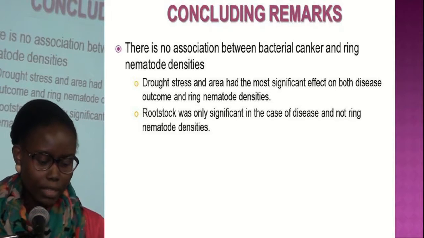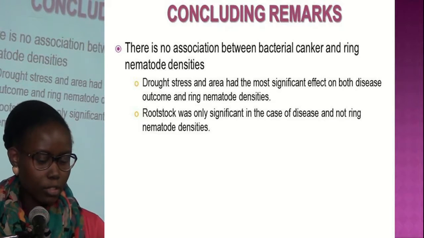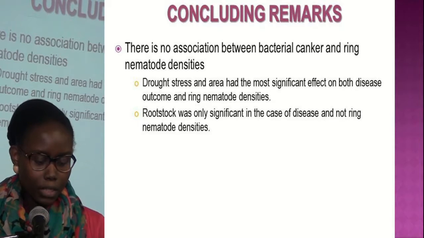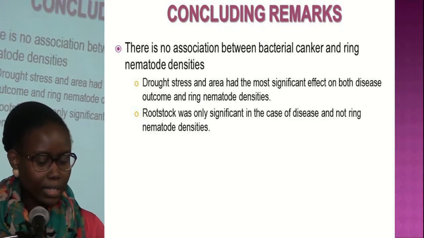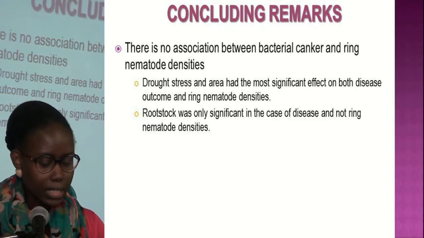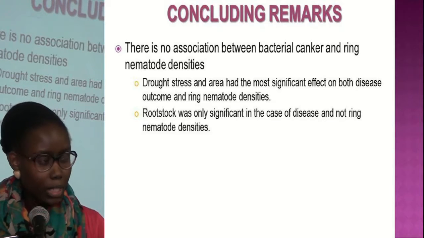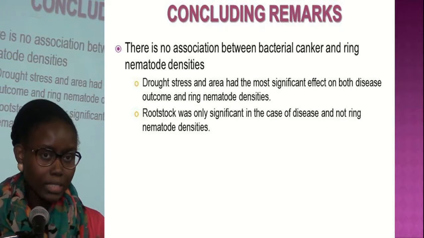Also, drought and area had the most significant effect on both disease outcome and ring nematode densities. What was interesting is that rootstock was only significant in the case of the disease outcome and not on ring nematode densities, as we had initially thought.